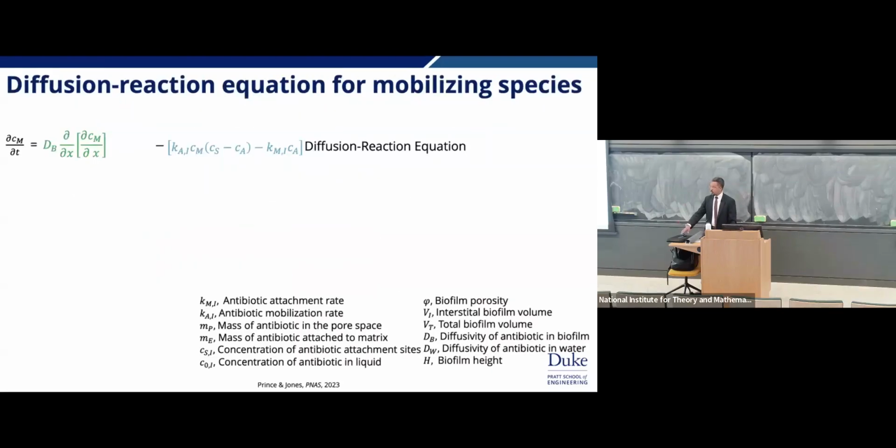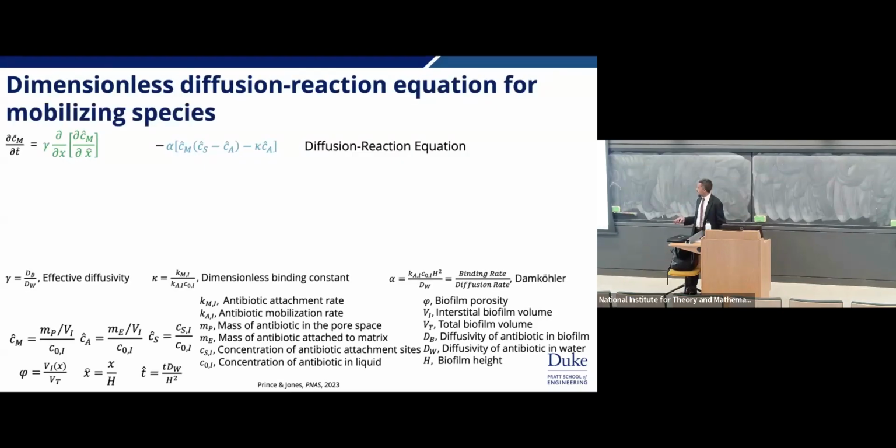How we derived that: where we started was that diffusion reaction equation. Again, looking at a simple diffusivity minus an on and off rate for the antibiotics sticking inside the biofilm. We again non-dimensionalized this. We popped out numbers that we thought should matter: a Damköhler number, which is a binding rate to a diffusion rate, a dimensionless binding constant, as well as an effective diffusivity, things that you can know and measure, as well as a porosity.